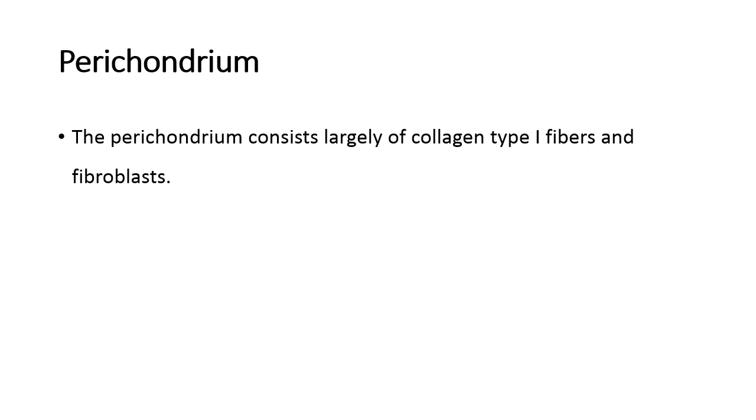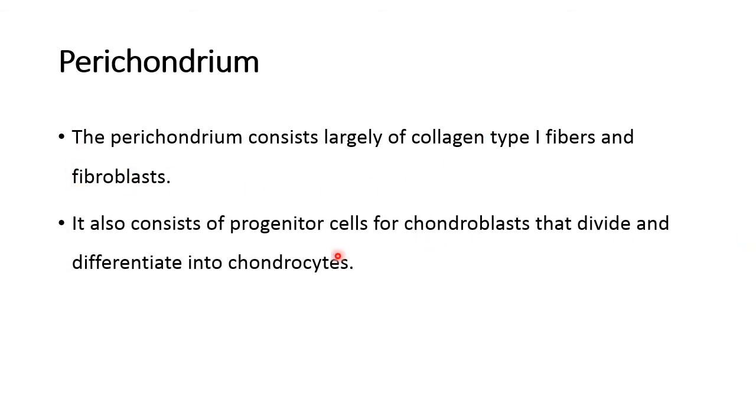The perichondrium consists largely of which type? Type 1 collagen and fibroblasts. It also consists of progenitor cells for chondroblasts that divide and differentiate into chondrocytes. So the perichondrium has, besides type 1 collagen fibers and fibroblasts, progenitor cells for chondroblasts. Chondroblasts differentiate into chondrocytes.